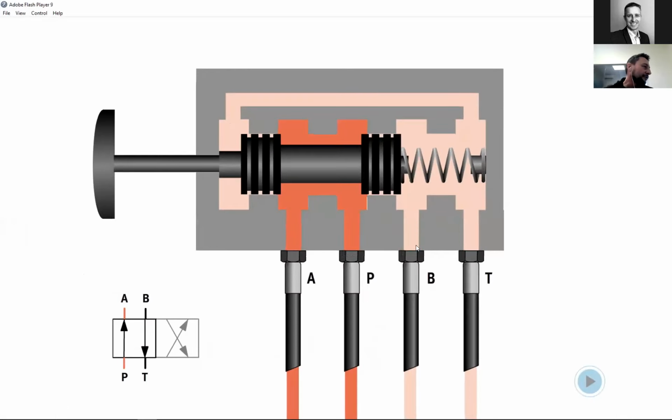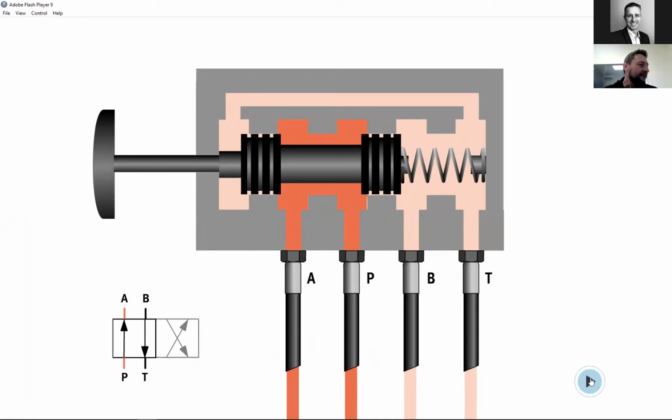So this is actually a 4/2-way valve. If you know how to name a valve, you will understand what it's all about here. But let's quickly have a look at what's going on in the valve. Here we have a pressure port, an A port, a B port, and the tank port. T is obviously the tank, P is the pressure, and A and B are our working lines. So A and B will be your outputs, P will be the main pressure, and T will be your tank line.